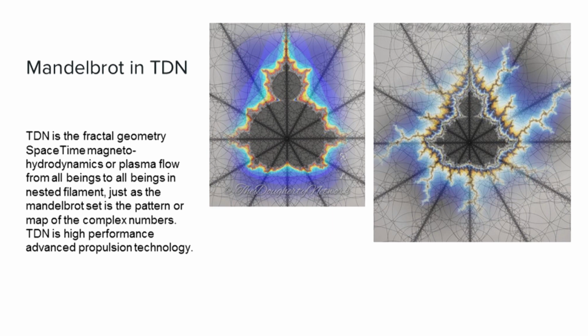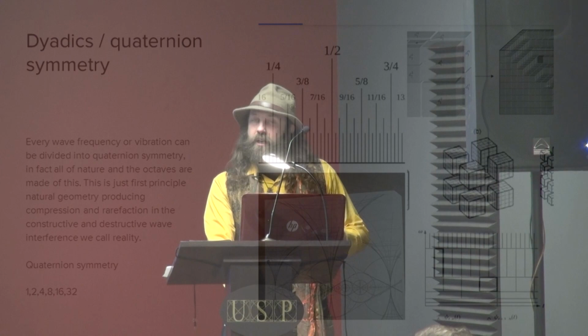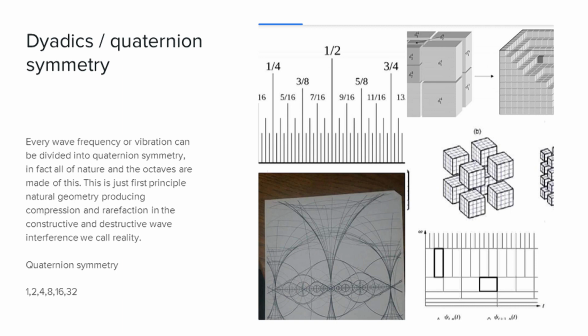Magnetohydrodynamics, or plasma flow from all beings to all beings in nested filaments or Birkeland currents. Just as the Mandelbrot set is the pattern or mathematics of complex numbers, the Dougherty network is high-performance advanced propulsion technology, among other things. That's just one of the things that it has potential as. Dyadics, or the two-adics, quaternion symmetry, inside of the Dougherty network. This is what Walter was working with. These are real mathematical and scientific terms and terminology.